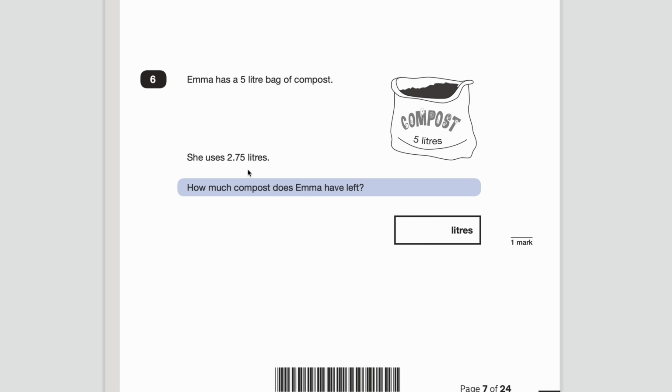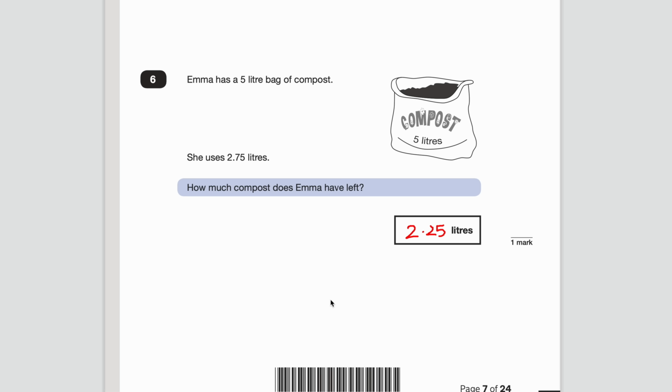Number 6, Emma has a 5-litre bag of compost. She uses 2.75 litres. How much does she have left? Now, you might be able to work this out in your head. 5 subtract 2.75 is 2.25. If you can't, you can always do some working out down here. That's not a problem. But what we're going to try and do is use our quickest methods, and if you can do it in your head at the beginning, that's going to save you time at the end for some of the harder questions.